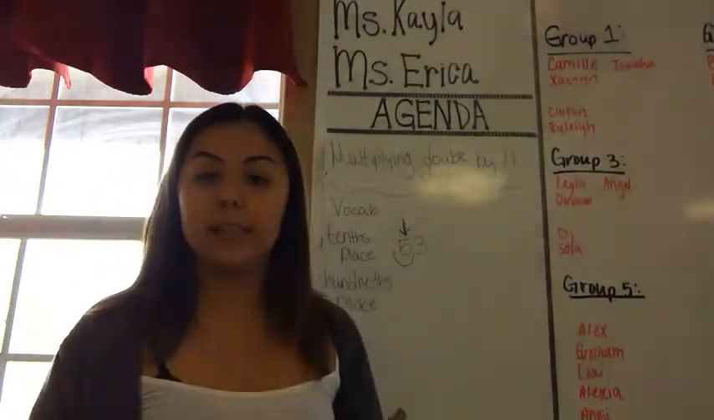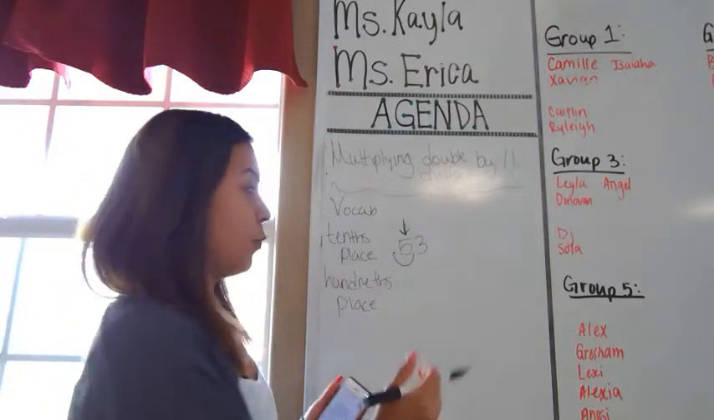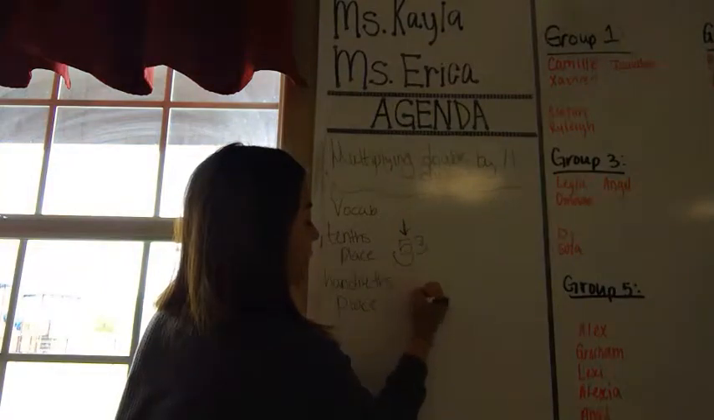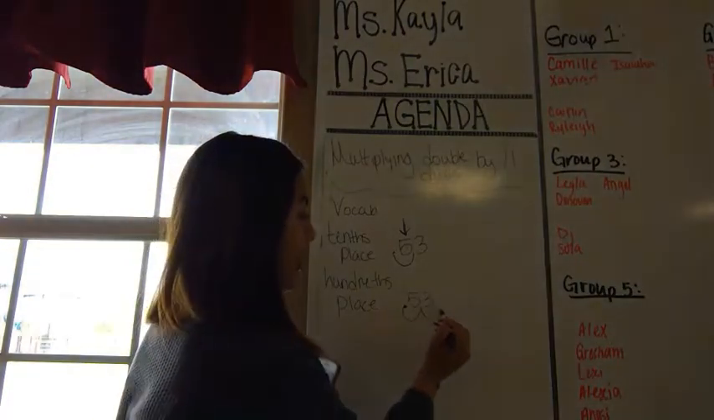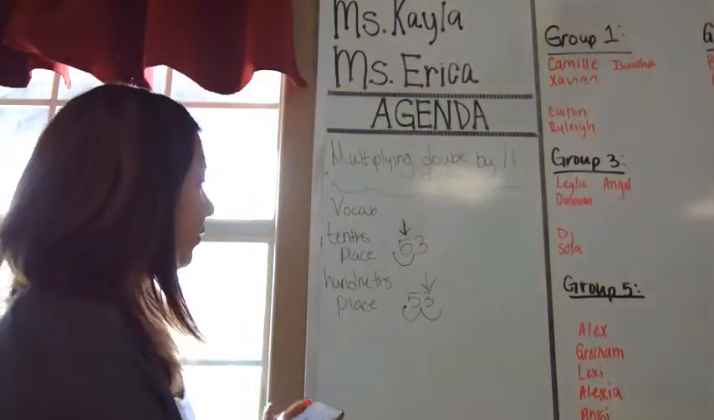The next place we will be going over is your hundredths place. Your hundredths place is going to be two over from your decimal point. So if we're using the same number, 0.53, then all we have to do is move over twice, and the 3 will be your hundredths place.